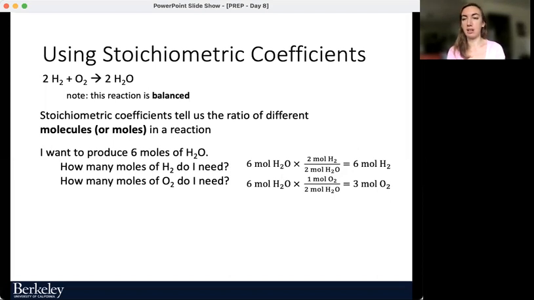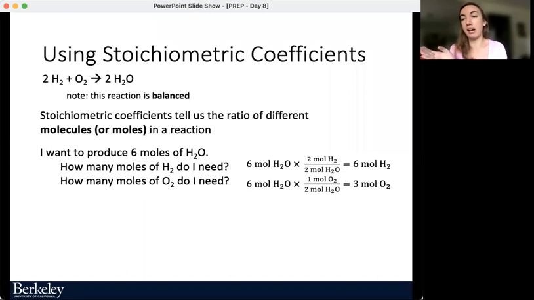Okay, did I see another hand? Yeah, I was trying to ask, why did you do 2 moles of H2 over 2 moles of H2O? Wouldn't it just be 1 mole of H2 over 1 mole of H2O? Yeah, that would be the same thing. 2 over 2 is 1 over 1. All I'm doing is explicitly using the stoichiometric coefficients. If it's easy for you to see that I need the same number of moles of H2 as moles of H2O, so I need 6, that's fine.